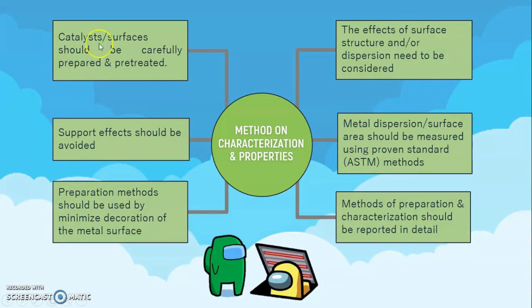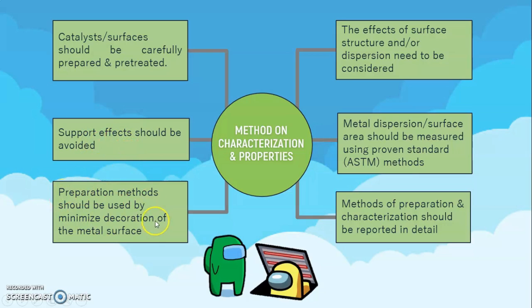So let's look into the methods of characterization and properties. The first one is that catalysts or surfaces should be carefully prepared and pre-treated. Why? Because some solid contaminants such as sulfur and chloride might affect the activity. The second one is that support effects should be avoided. This can be done by studying the reaction on a single crystal of the active catalytic phase.